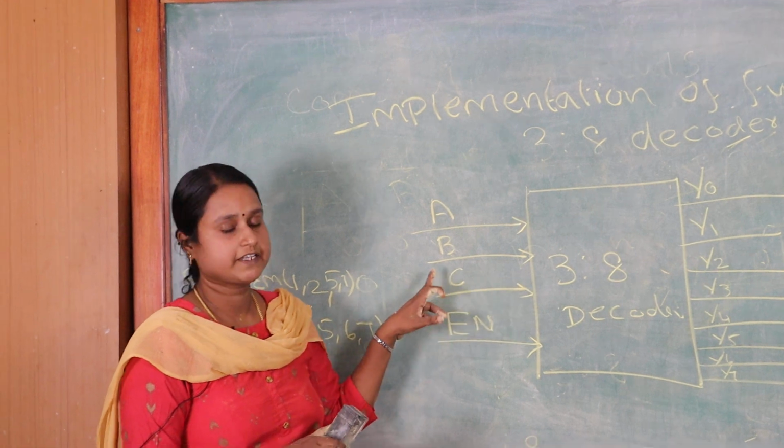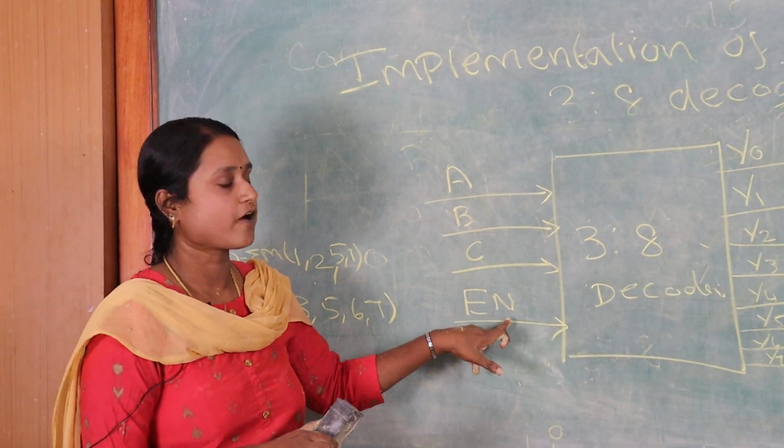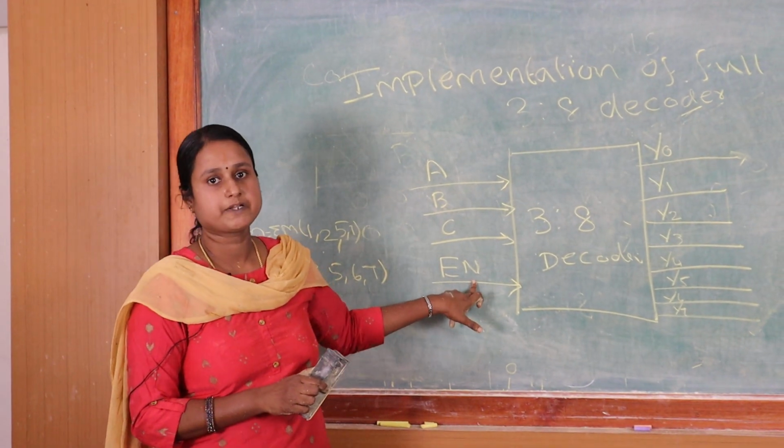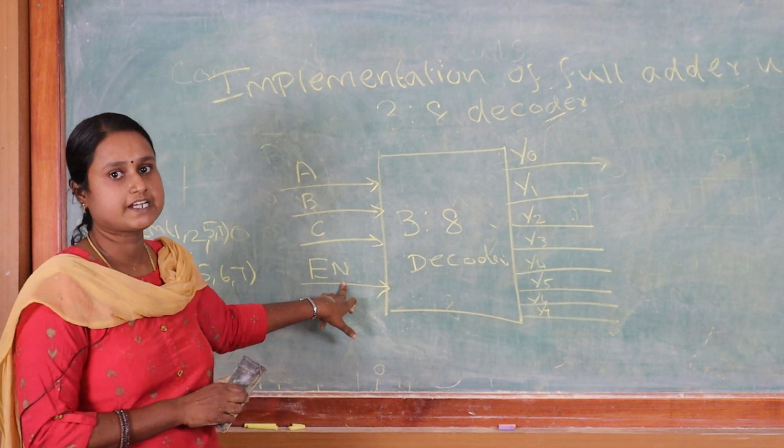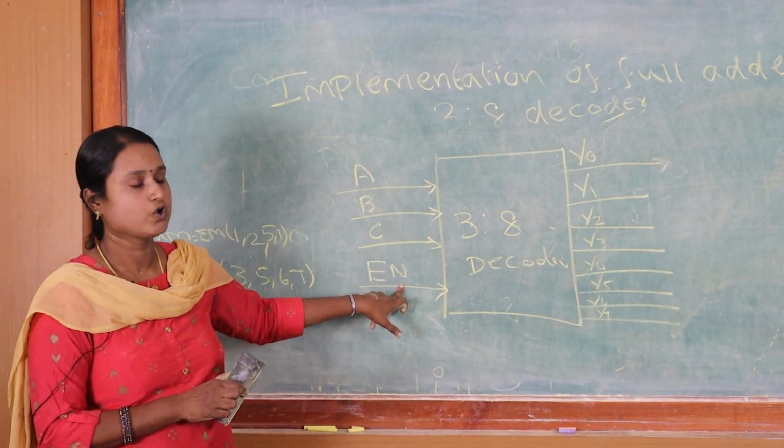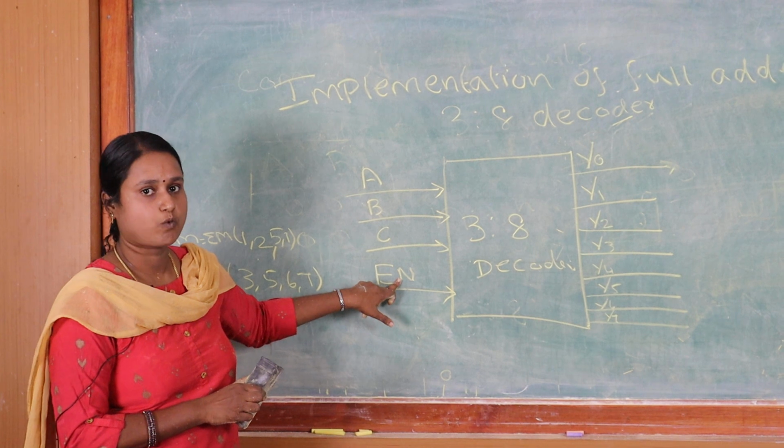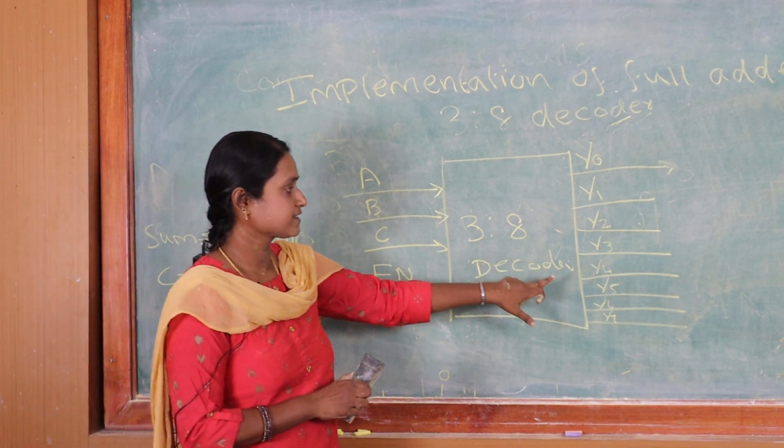So here we are having 3 inputs and we have to give an enable pin. If the enable pin is 1 only, then the output will be generated, otherwise our output will be 0. So if we give the enable pin as high, we will get this output.